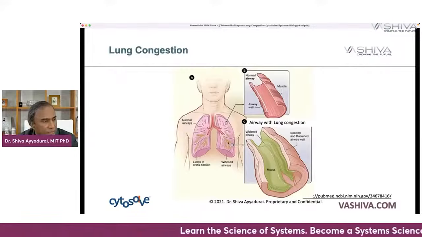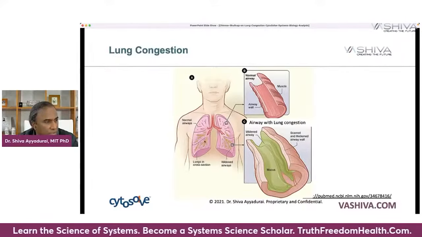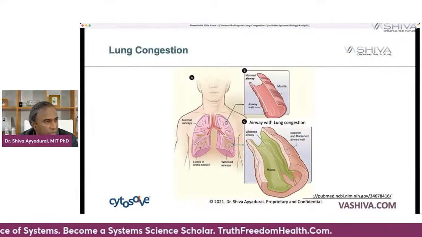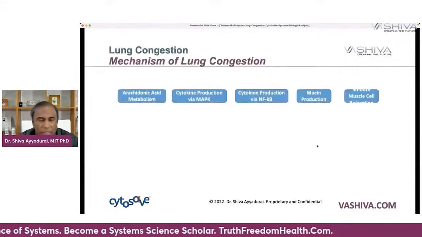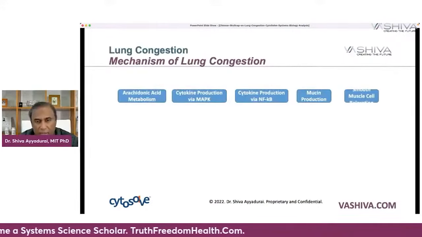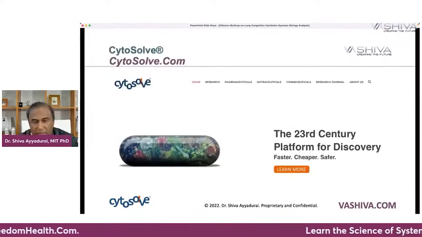Here are your lungs, the left lung and the right lung. Here are sort of your normal air pathways. Here are congested pathways. So the top are normal, the bottom are congested. The way we understand these pathways and how skullcap affects them is using a tool called Cytosolve. You can go to cytosolve.com.